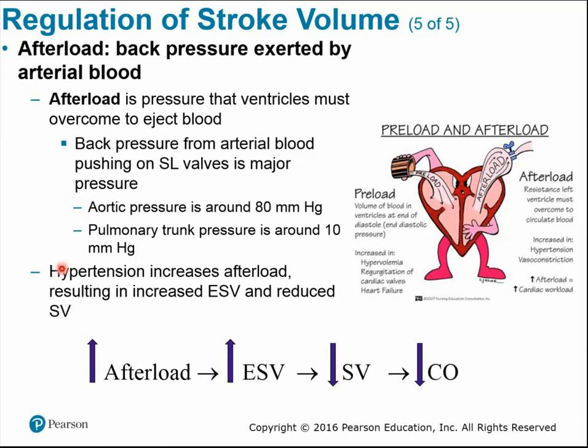So something like hypertension, high blood pressure, can increase the afterload, so that's just going to increase the pressure that the ventricles have to overcome, right, to get the blood out of the heart and into those arteries. So this would have a negative correlation with cardiac output. So an increase in the afterload is going to increase our end-systolic volume, right? Because we're not able to pump as much blood out of the heart because we have so much pressure working against us, right? So if we have more blood left over in the ventricle after contraction, that means less blood exited the heart, which decreases our stroke volume and decreases our cardiac output.